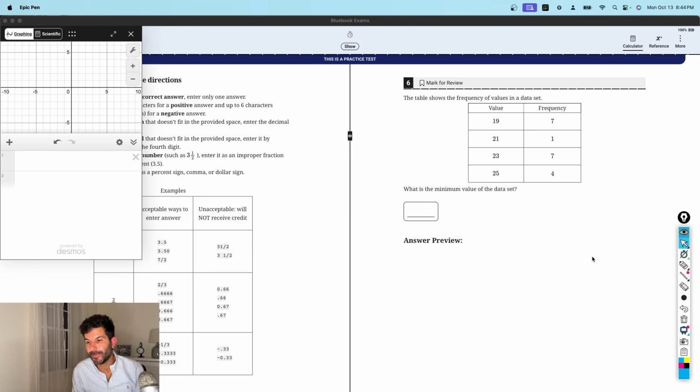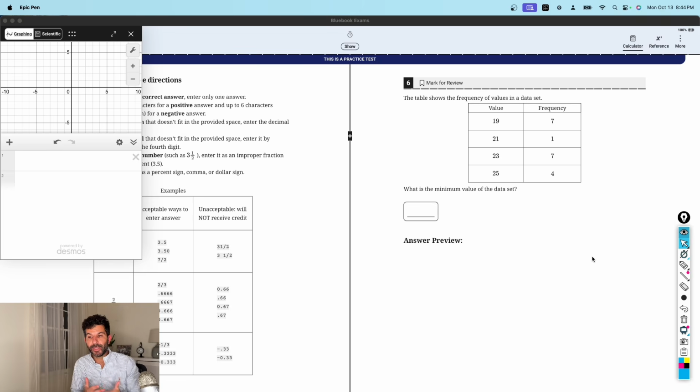Question 6, the table shows the frequency of values in a data set. What is the minimum value of the data set? They like to put this on here in the early questions because it really is easy, but they try to get you thinking that the minimum value is 21 because the frequency is 1. But that's not what they're testing you on. They want to know what's the smallest value.